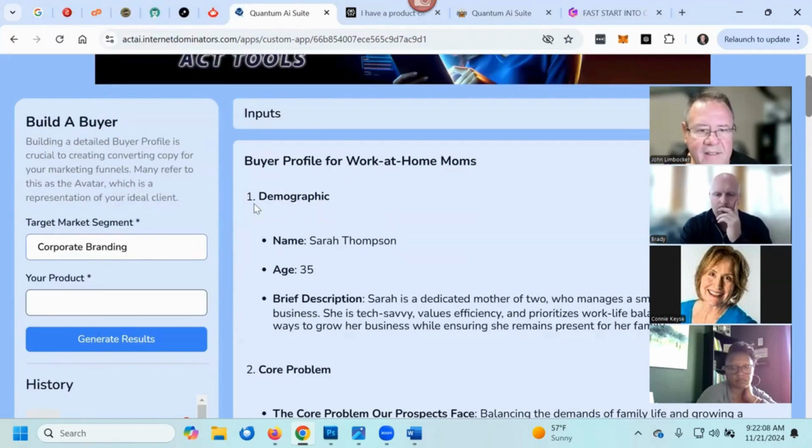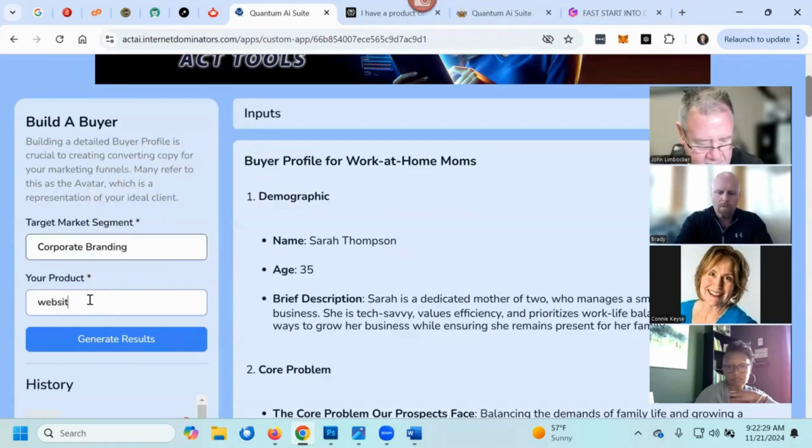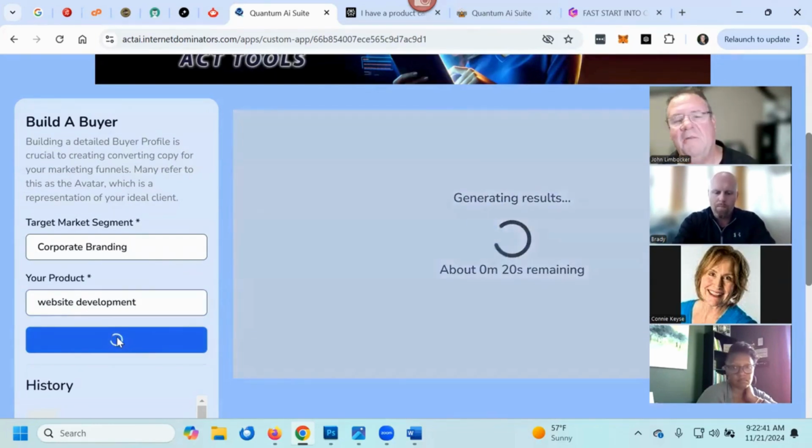And then let's see, did Claire put that in the chat? Brady, did you see what she's offering? Oh, here we go. Okay, PowerPoints and websites. All right, so let's just give it websites, for instance. We'll say website development. So corporate branding, product is website development. Now we're going to generate results.